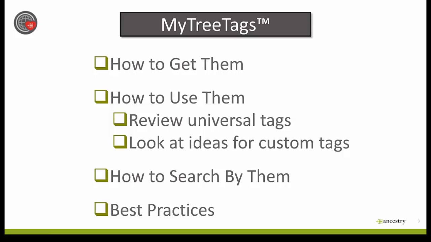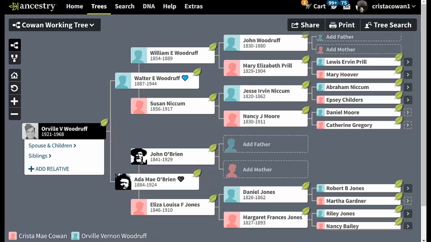So we'll review the universal tags, we'll look at some ideas for custom tags, and then we'll look at how to search by them. And this is where they become super powerful because it allows you to start to organize information in your tree in a way that makes sense to you and to make some new discoveries in your tree. And then I'll wrap up today with just some best practices, things that I've learned over using this for the last few weeks, things that I've learned from some of you as you have provided us with feedback about using them. So first things first here, let's talk about how to get MyTreeTags.